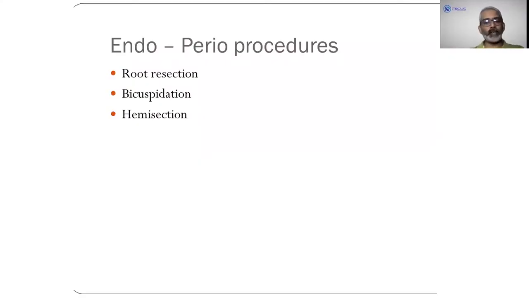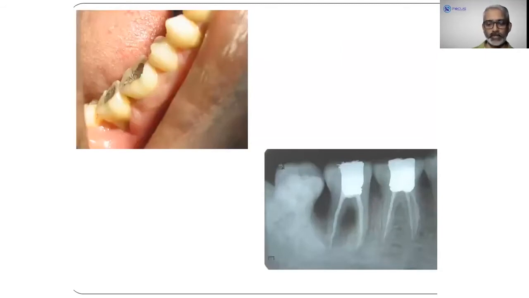What are the various endo-perio procedures? When you have a problem like a perforation or anything which is not repairable in the normal way, that is not the end of the world. Still, you have options. These are the endo-perio procedures like root resection, bicuspidation, hemisection, and all. So you need to know what the different types of endo-perio procedures are.